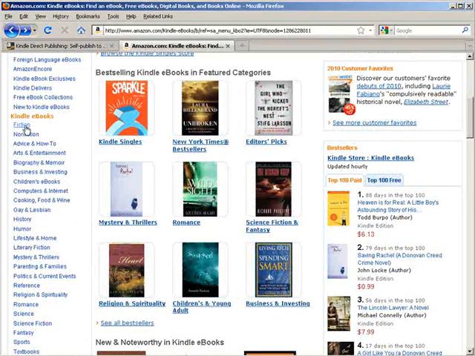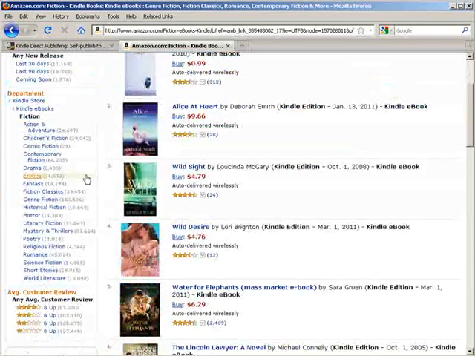There's also a fiction section on Kindle. So if you're going to write a work of fiction, you can publish it under the fiction section here. And then again, you have the different types of fiction categories in here.